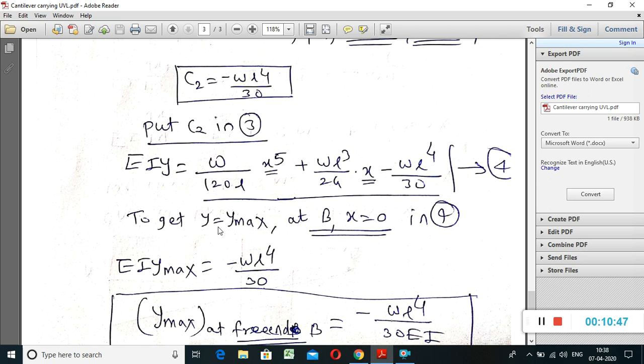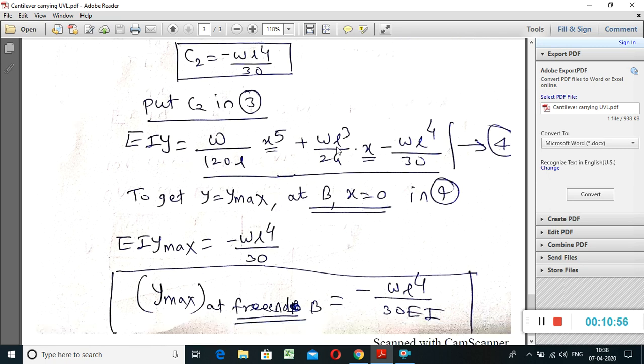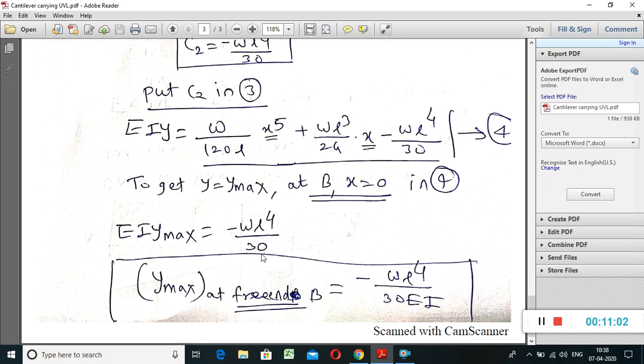So to get y equal to y max at the free end B, x is always 0. Put it in expression number 4. Now these two terms will become 0 and what remains is the last term, minus WL raised to 4 by 30. So y max at the free end B will be this. Again, the downward direction is there, that's why the minus sign is coming. So this is the expression for maximum deflection.